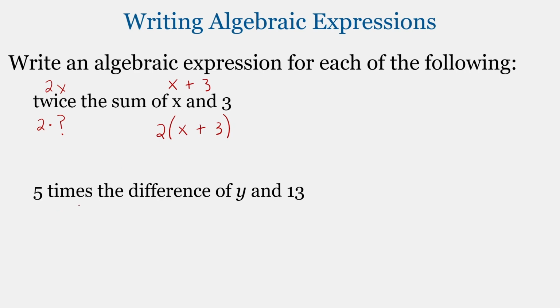Next, we have 5 times the difference of y and 13. Again, we're going to take something and multiply it by 5. What is that something? Well, it's the difference of y and 13. Difference is subtraction, so we have y minus 13. So we'll take 5 times the quantity y minus 13.